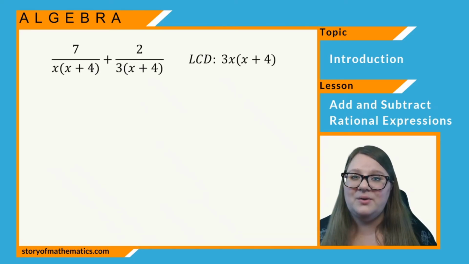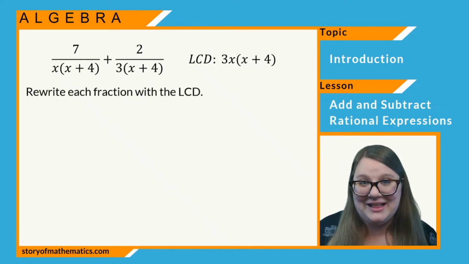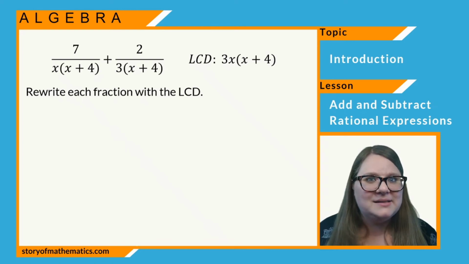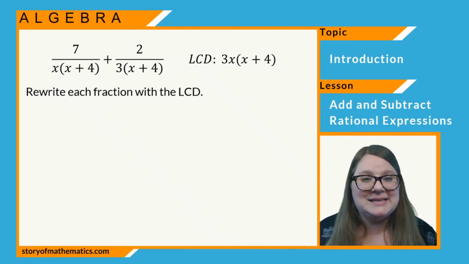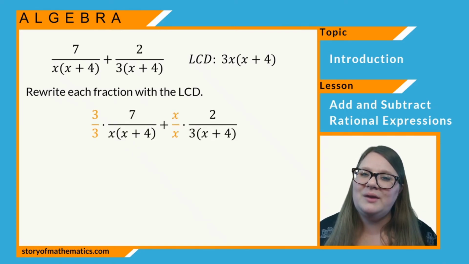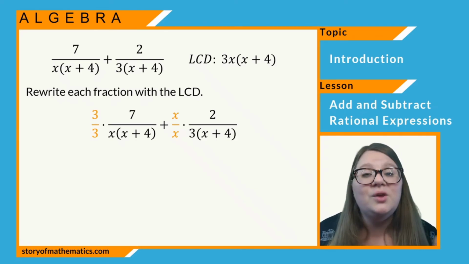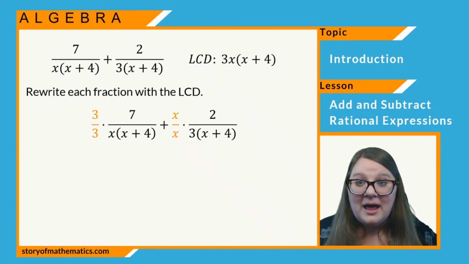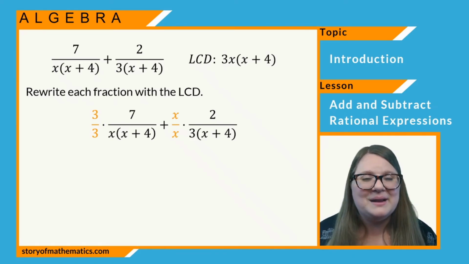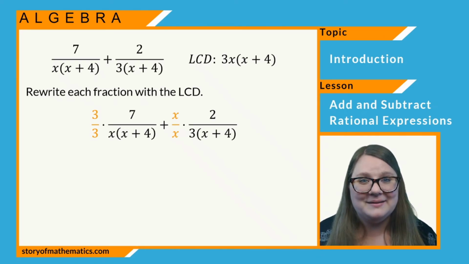Now, in order to work with this, we need to rewrite each of our fractions with that least common denominator. That means we are finding what is missing. So looking at our first fraction, it has x and x plus 4, but it doesn't have a 3. So I'm going to multiply by 3 on the top and the bottom. Remember, whatever you do to one part of the fraction, you always also do to the other. In my second fraction, I have 3 and x plus 4, but I'm missing the x. That's why I multiply by x on top and bottom.